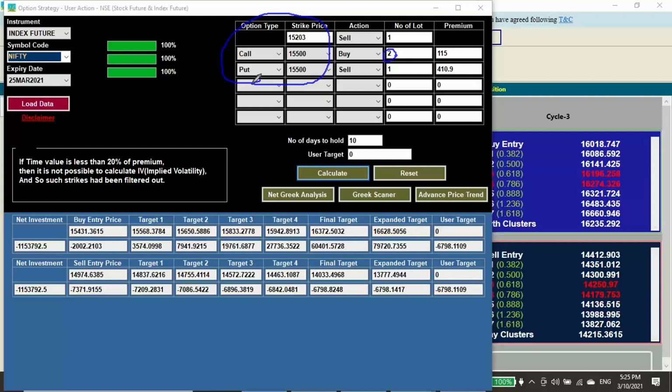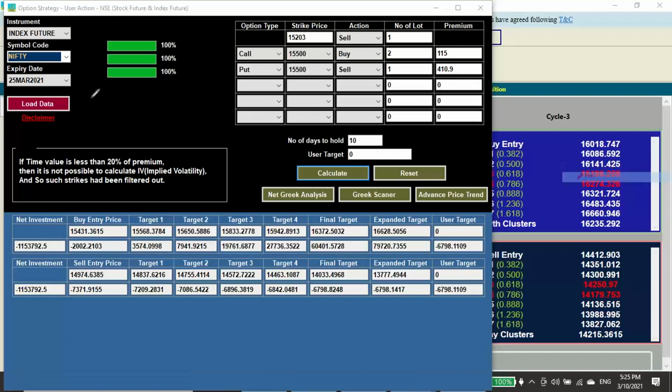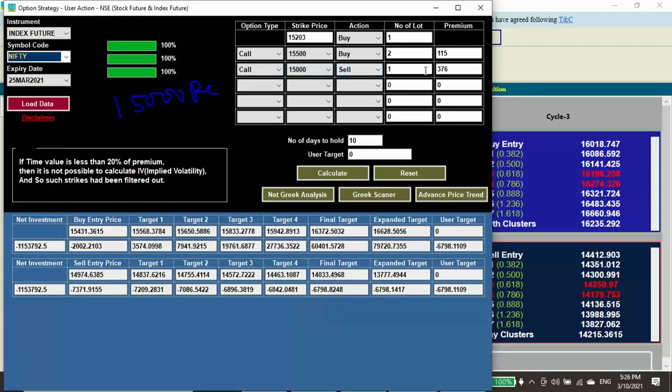Same process, you can also have with a put option. Suppose you want to buy 15,000 put options, 2 lots, at the cost of 1. So how can you do it? The same process you can follow here. Instead, have a covered call: buy a future, and along with that, sell call options of 15,000, 1 lot.